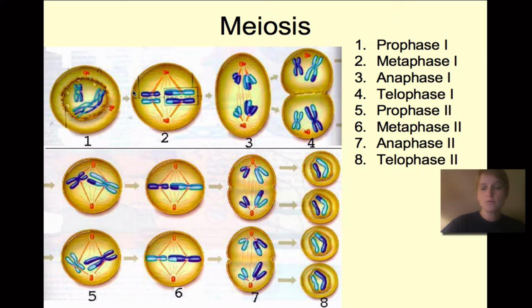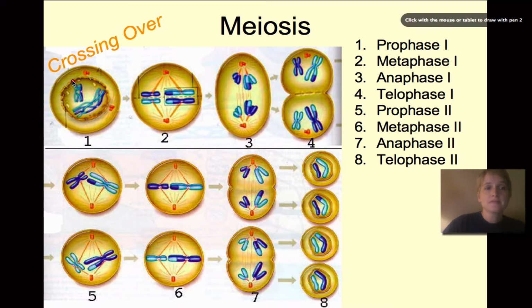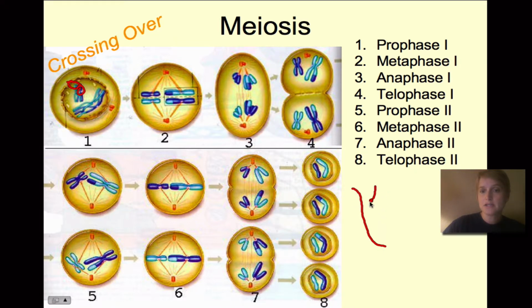Something very important is happening here, and it's called crossing over. And what that means is that small pieces of the sister chromatids are trading places. So you have these chromatids. They're connected in the center by the centromere. And a small piece of this might trade places with a piece of this side.